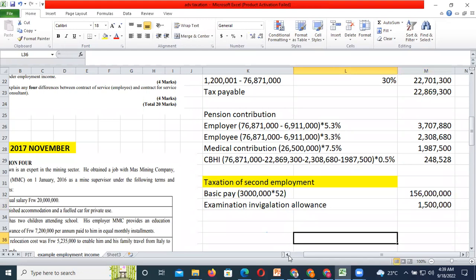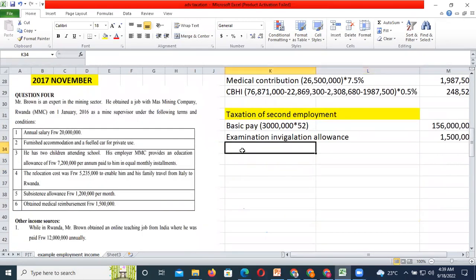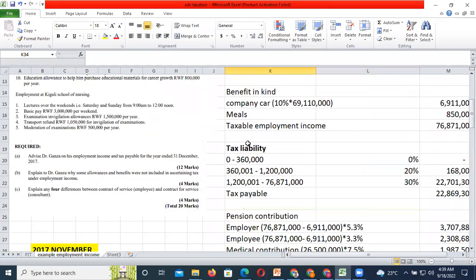Then if you look again, there is a transport refund for invigilation of examination. That is a challenge now, because if this transport refund is from his home to work, that one is not an official duty, so it's going to be calculated and paid. But if it's coming from a different center to another center, in that case it can be exempted. So in this question, it's very open to mistake when you look at it.